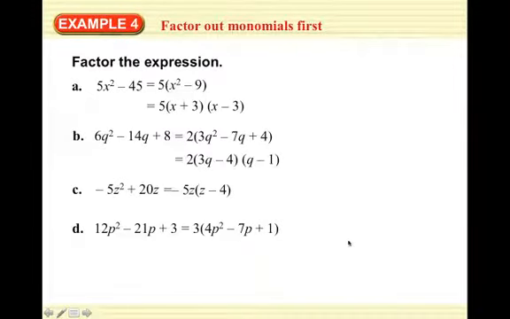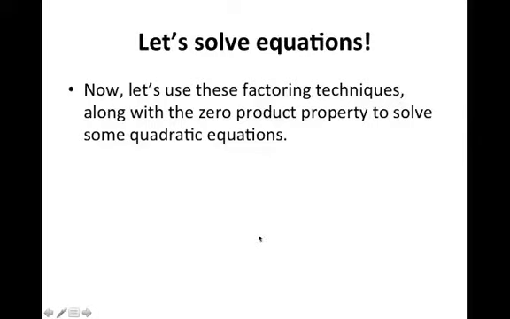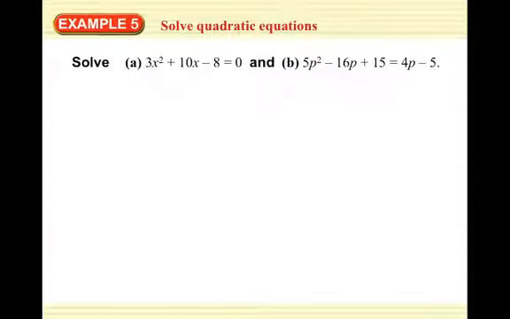And we knew we were done because if you use the AC method and you try to factor this, nothing works. All right, so our goal was to be able to solve equations. So let's move on to solving equations. Let's use these factoring techniques along with the zero product property to solve some quadratic equations. So the first one we're going to look at is 3x squared plus 10x minus 8 equals 0. And then we'll move on to 5p squared minus 16p plus 15 equals 4p minus 5.